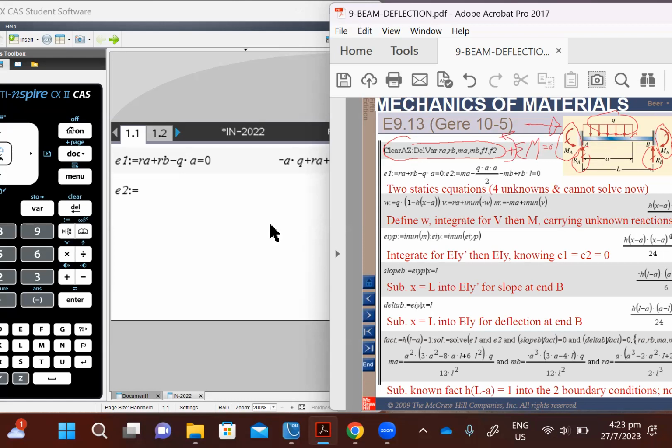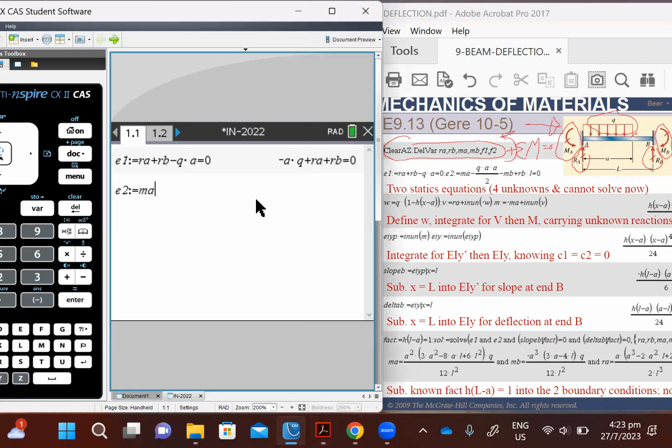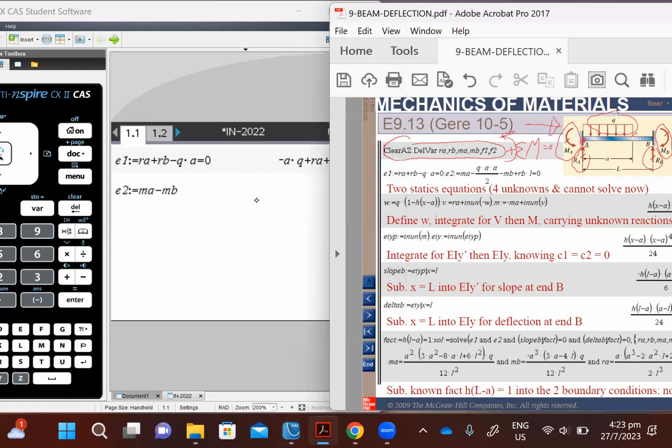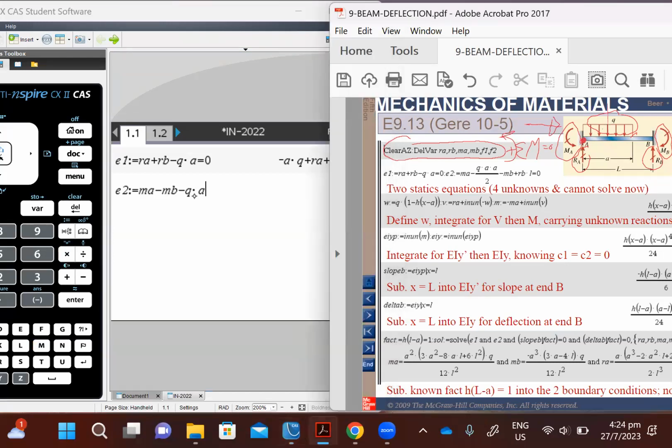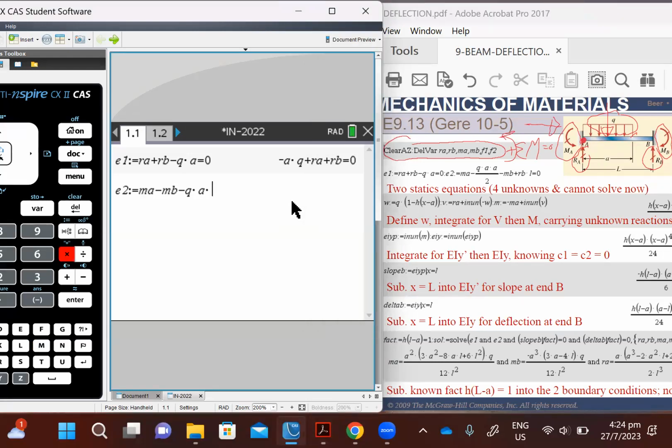So M sub A will be a positive contribution in the moment equation, minus M sub B, okay, because it's assumed clockwise. And then what else do I have? I'm taking moments about point A, so RA doesn't matter. And Q times A is the force that will cause a clockwise moment. So it's a negative contribution. So negative Q times A, which is the total amount of force. And from statics, you know that we can pretend it's acting at the centroid of the UDL. So it's got a moment arm of A over 2, right? So A over 2.